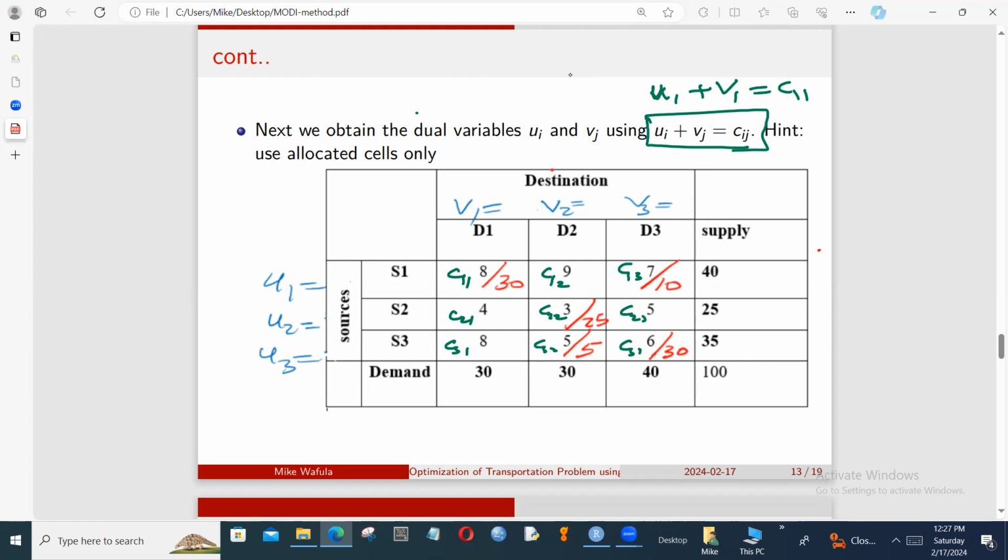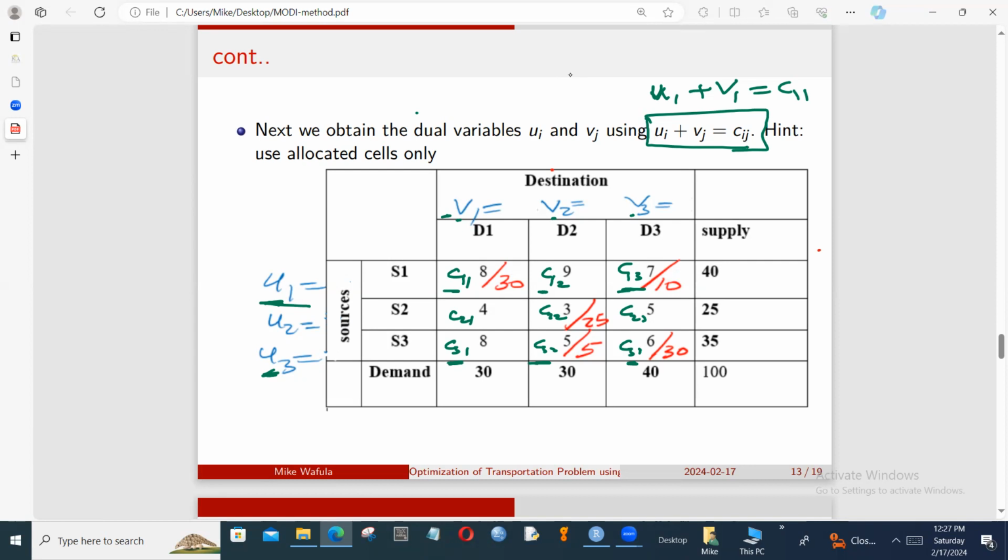And you have the U's. So in other words, this U1 plus this V1 should give me this C11. This U1 plus this V2 should give me C12. This U1 plus V3 should give me C13. This U3 plus V1 should give me C31. This U3 plus V2 should give me C32. This U3 plus V3 should give me C33, and so on. And that's the condition we are using.